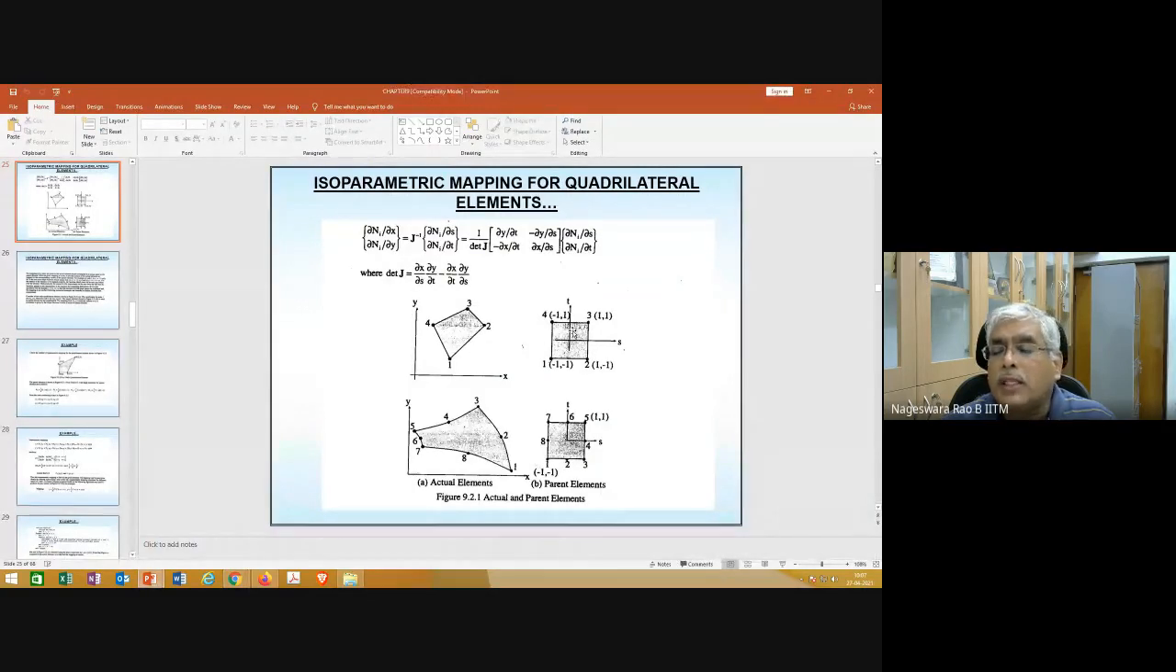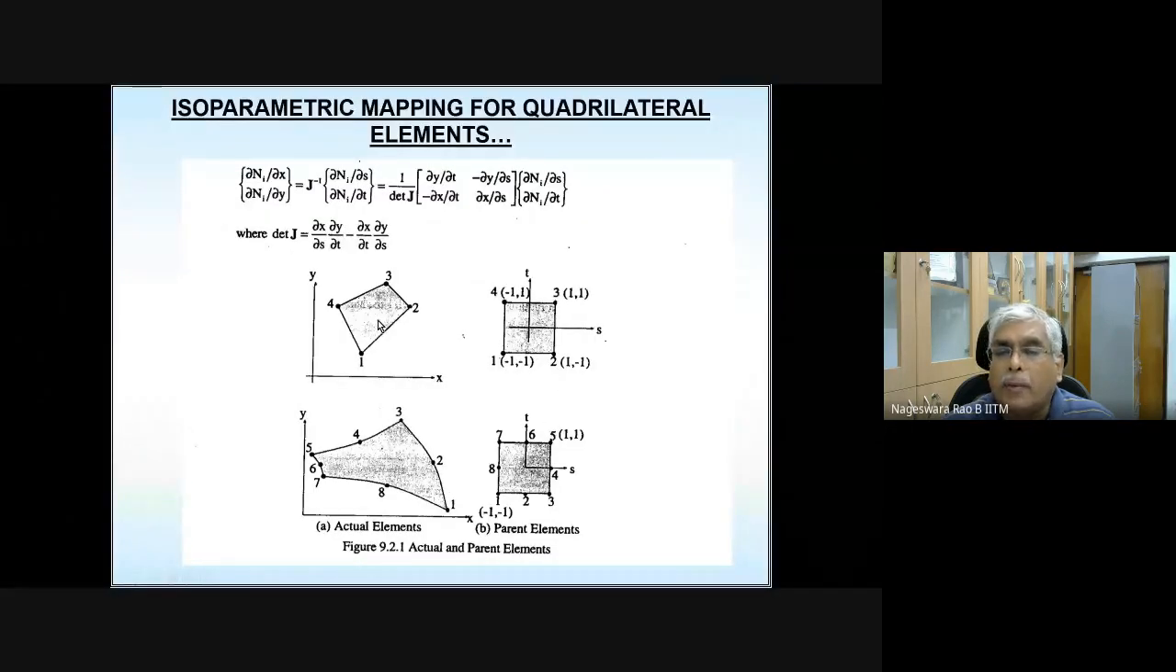There should be correspondence even for the two-dimensional case or three-dimensional case. Every point in the actual element should have one point, only one point, in the parent element. One-to-one correspondence should be there. Okay, so that you should keep in mind. And whether there is one-to-one correspondence or not is going to be reflected by this determinant of J. We are going to see some examples in a while. Okay, and please note that here determinant of J is going to be a function of s and t.